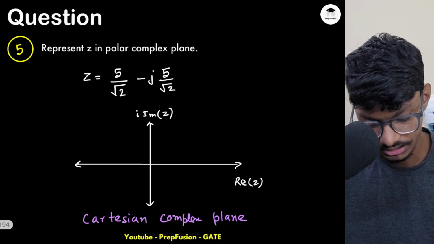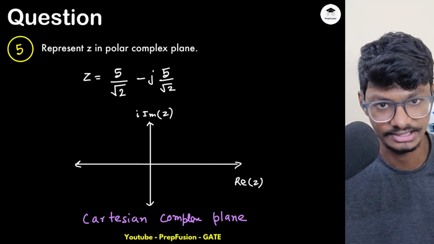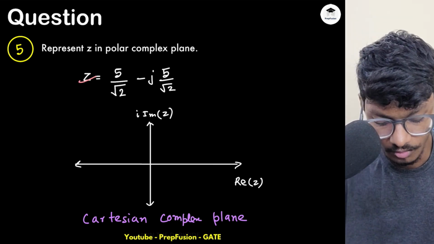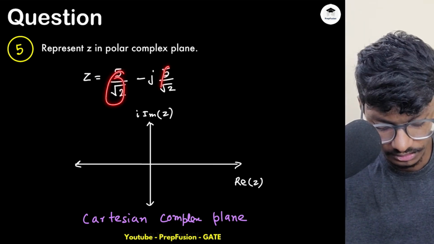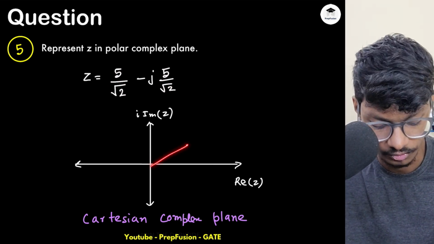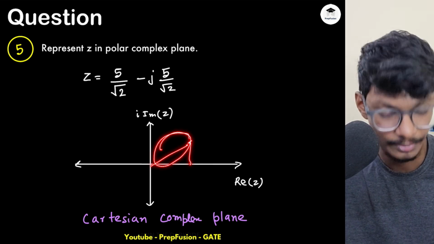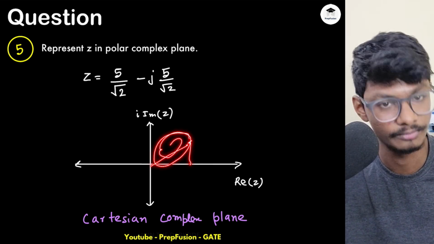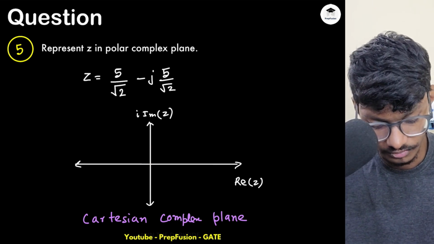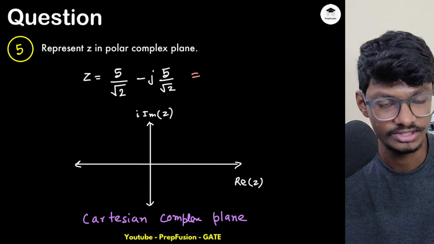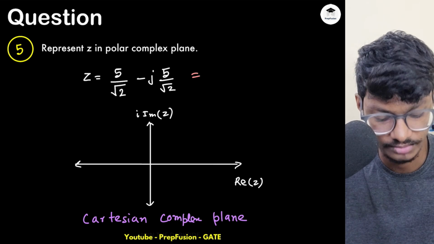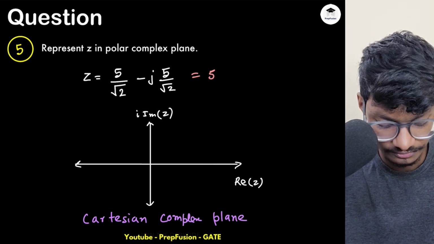Okay, now let's move on to the next concept, that it is basically represented in the complex plane, the polar complex plane. So how do you represent it in the polar complex plane? If I have it in Cartesian format, first I'll compute the distance from the origin. I have a point here. First I compute this distance from the origin, which I can compute with the modulus of z, or basically with the Pythagoras law. What is mod of z? It is the square root of (5 by root 2) whole square plus (5 by root 2) whole square, which will be simply 5 itself.